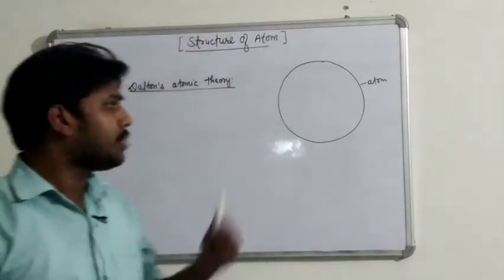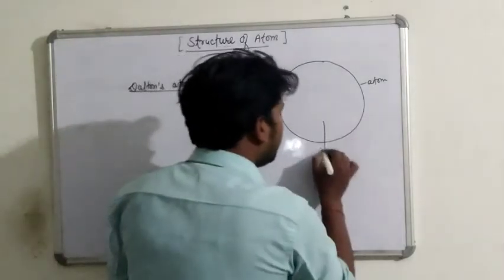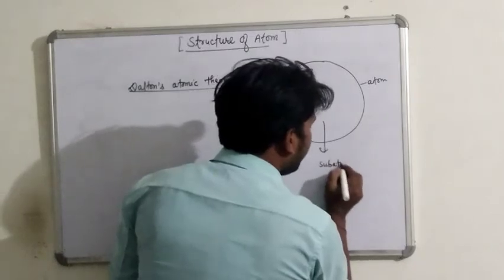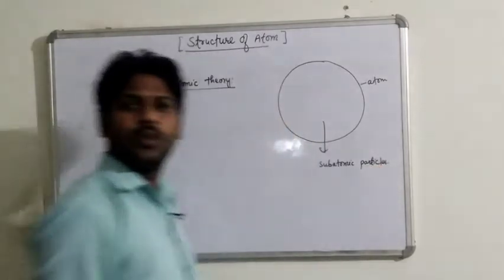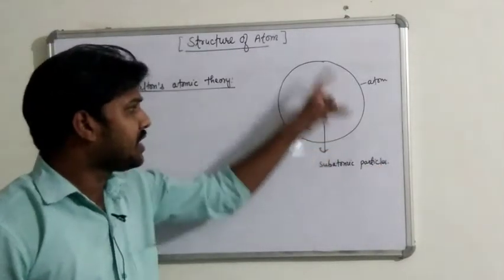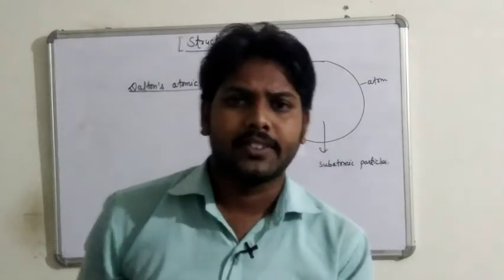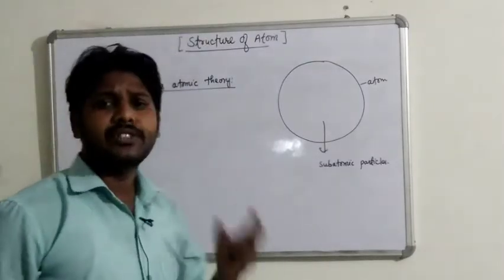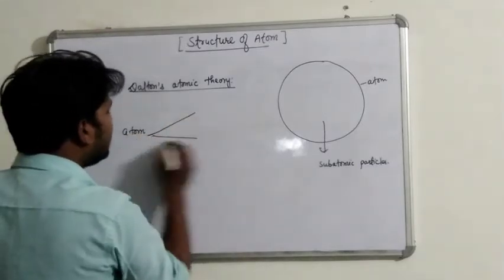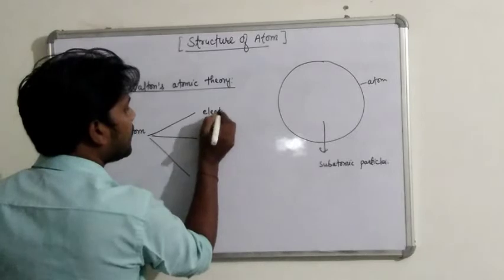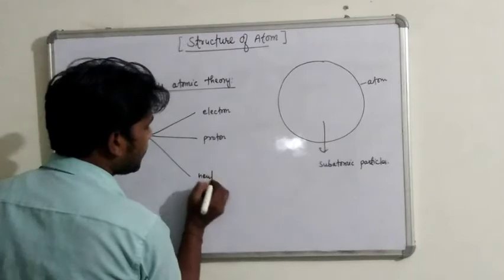So students, the particles which are present inside the atom are called subatomic particles. Okay students, the particles which are present inside the atom are called subatomic particles. Clear students? And atom has 3 subatomic particles: electron, proton and neutron.